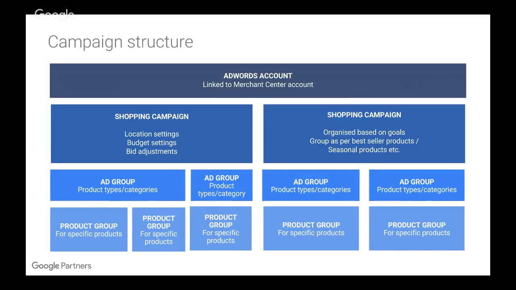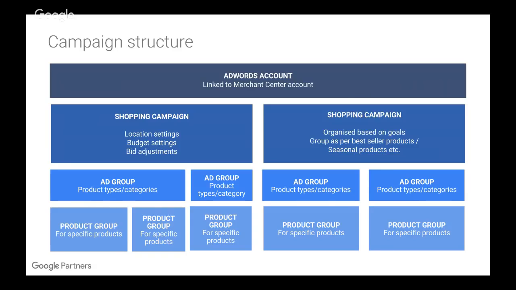Then you'll go ahead and create ad groups under each campaign. Now, an ad group can be based on product types or product categories. So you should essentially structure your ad groups based on how you want to place bids, negative keywords, and how you want to use the search terms report.